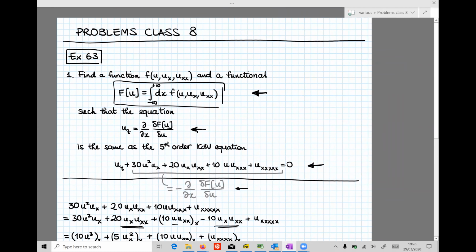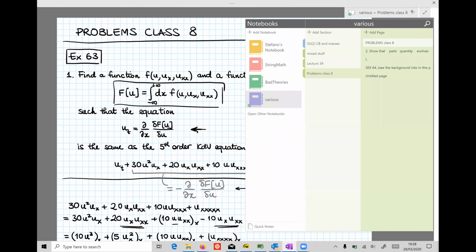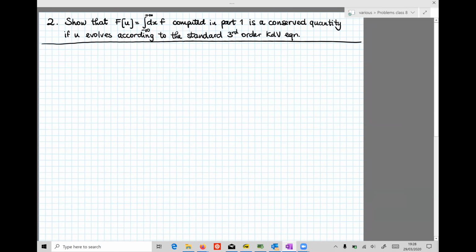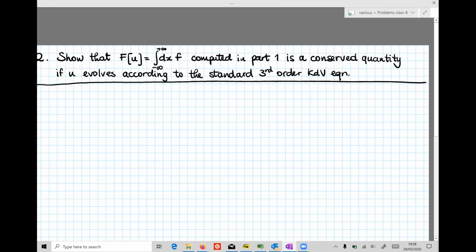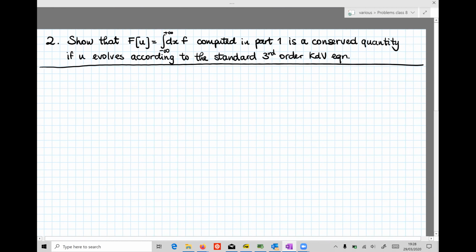So next, there are 2 more parts in this problem. Part 2, I think I will skip, just because it's a little long and tedious, but you can see the steps of the calculations in the notes for the problems class that I posted on Duo. So part 2 of the question is as follows. We want to show that the functional that we just computed is a conserved quantity if u evolves according to the standard third order KdV equation, which I remind you is ut plus 6 u ux plus uxxx is equal to 0.